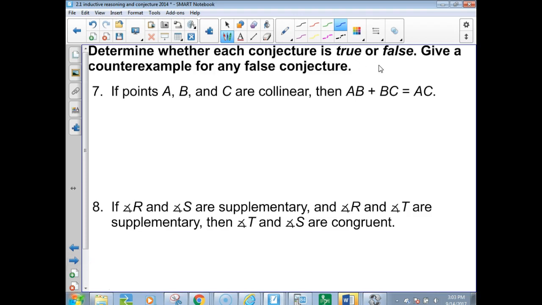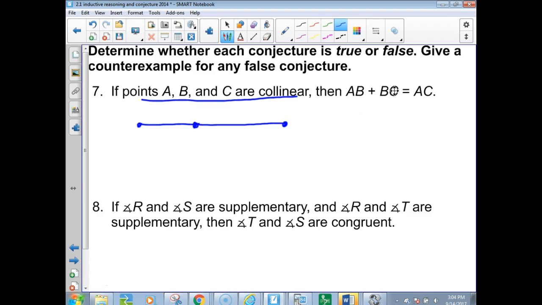First, we're going to determine whether it's true or false. Well, actually, we're going to try to figure out if it's true or false. And then if we can, we're going to give a counterexample if we believe it's false. Okay, if points A, B, and C are collinear, that means they are all in one line. Okay, so we know we're going to have 3 points in a line.